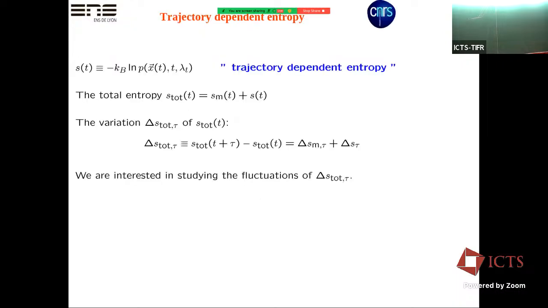Okay, so what I can do at this point is define a trajectory dependent entropy, where P, as I said, is the probability of having the system in the state X of T at time T, taking into account that the value of the control parameter is lambda T at that time. Okay, and now I define a total entropy. This concept has been defined very well.